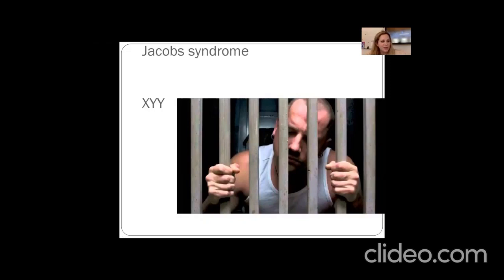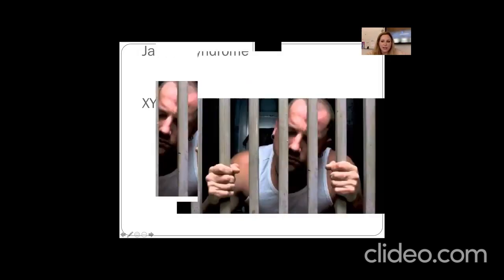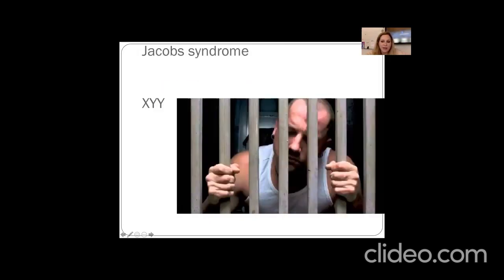Jacob's syndrome is also known as super male syndrome. And it's called super male syndrome because it is a male and he is going to have an extra Y chromosome. So if a male has an extra X chromosome and he displays more female characteristics, on the flip side, if you have a male with an extra Y chromosome, he is going to have super male characteristics.